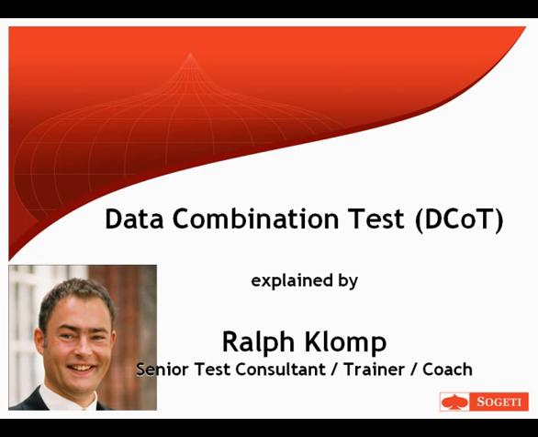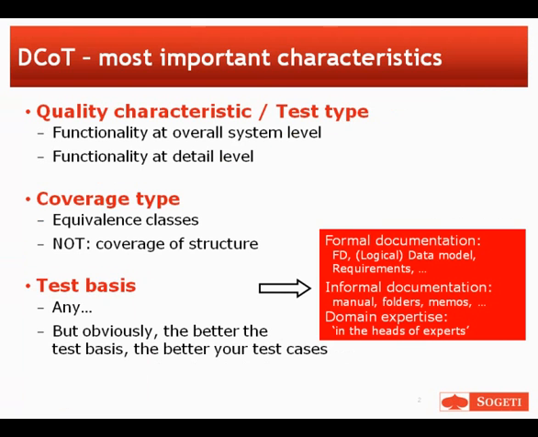The data combination test is a versatile technique for the testing of functionality. This technique is also known as the classification tree method. The data combination test can be used for the testing of functionality both at overall system level and at detail level. This technique aims at testing the correct handling of data. It isn't aimed at testing the structure of the functionality. Other techniques can be used to test that.